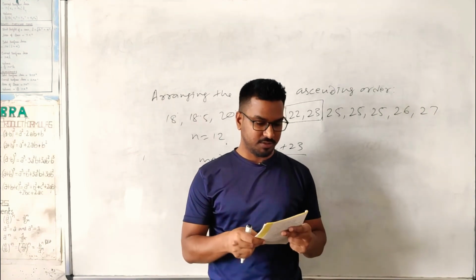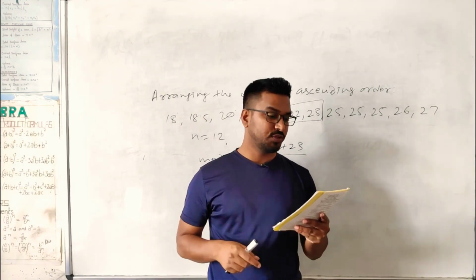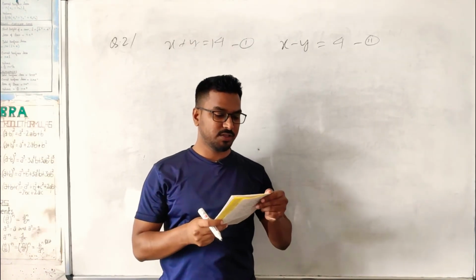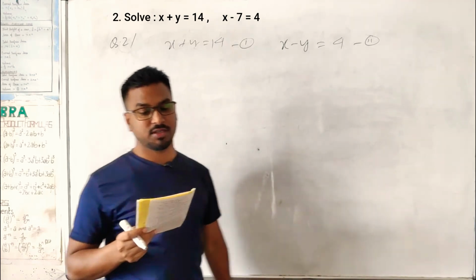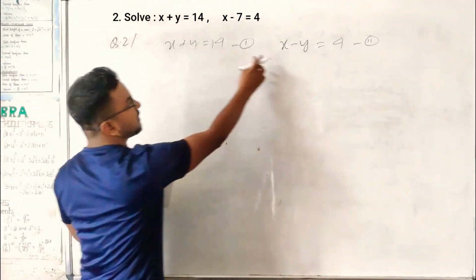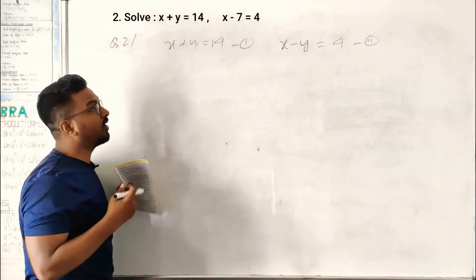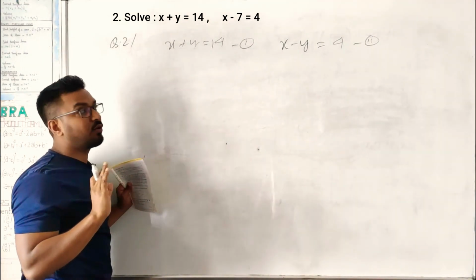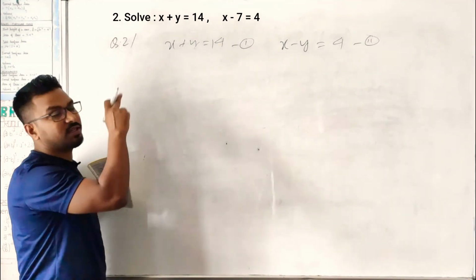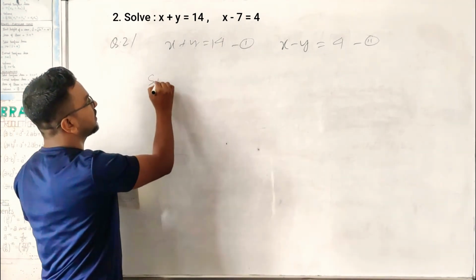Let me try some questions which carry 2 marks. So question number 2: given x plus y equals to 14 and x minus y equals to 4. These are the two equations. Now you see the coefficients are the same. The coefficient of x is the same, y is also the same. So you don't have to multiply with any number. So what you can do? You can directly subtract.